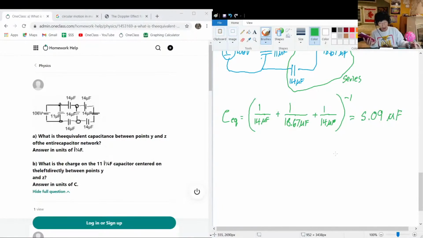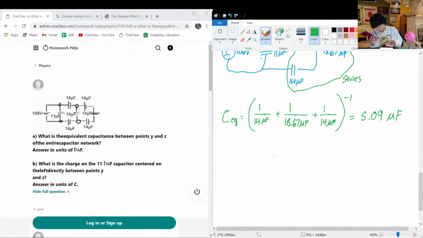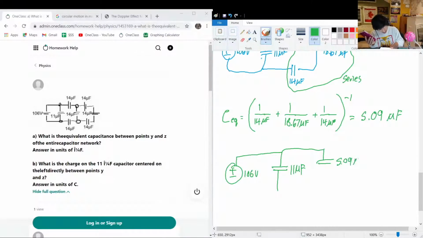Okay, so our final thing here, we don't have a solution there to verify, but that's cool. So the circuit drawn one more time. This will be the last time we draw it. This will be 106 volts. Here we got 11 microfarads. Here we got 5.09 microfarads.